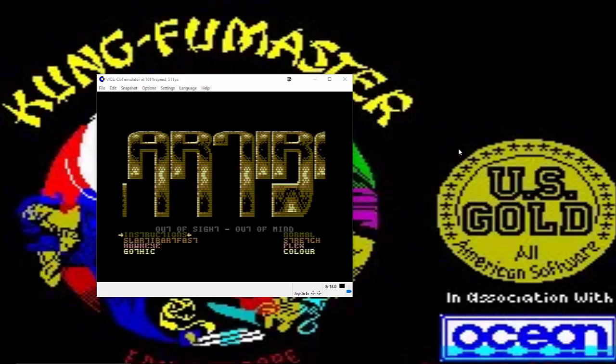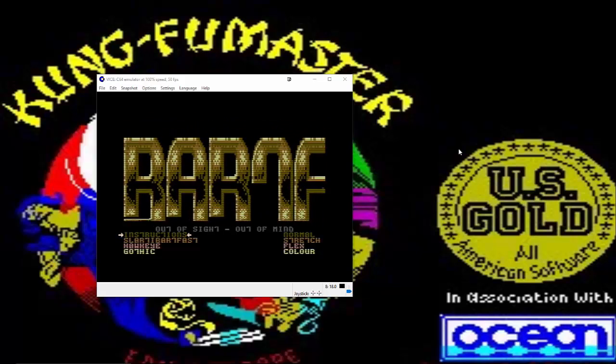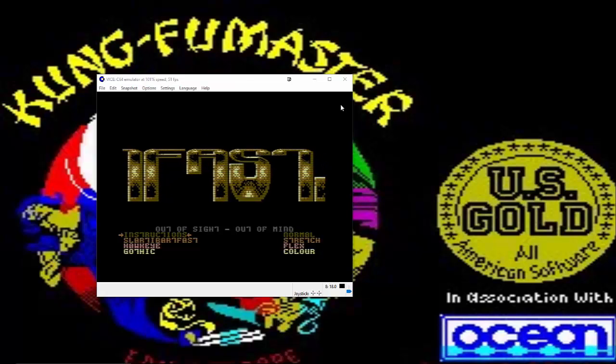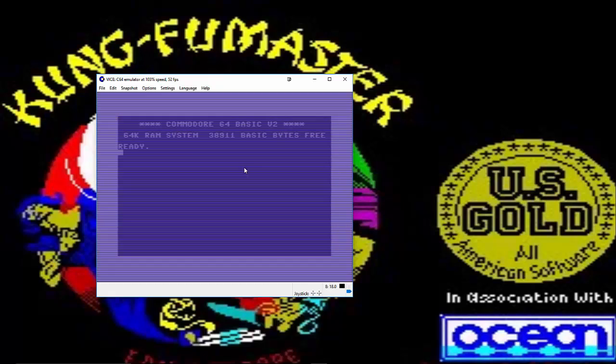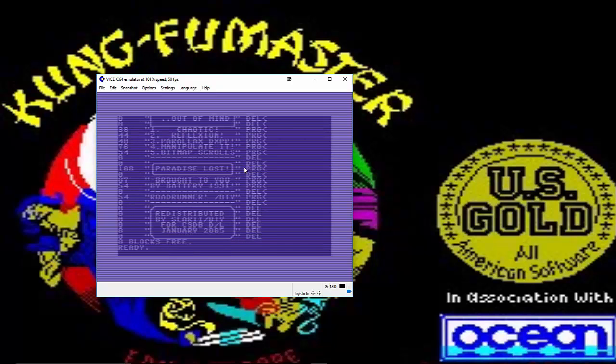Now, I've got no idea how to get out of this part, so I'm going to have to reset. Okay, this is the last part. Now, there's just some way to load it normally, but I forget.